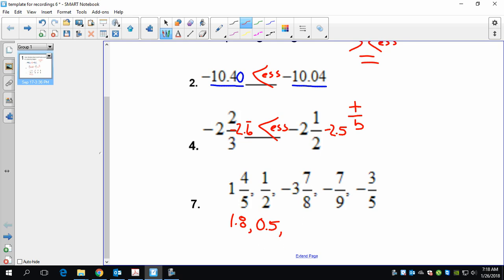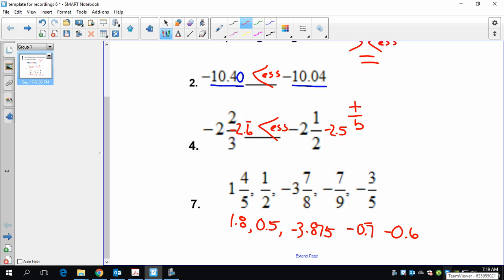Negative 3 7/8. We're just going to look at the 7/8. We want to do top divided by bottom. We're going to get 0.875. And then we just want to put the negative 3 right next to it. 7/9. 9 reminds me of repeaters. So we're going to have a repeater here. It's going to be negative 0.7, and that's going to be a repeater. And 3/5, 3 divided by 5, it's going to be negative 0.6. Now what we want to do is order them from least to greatest.